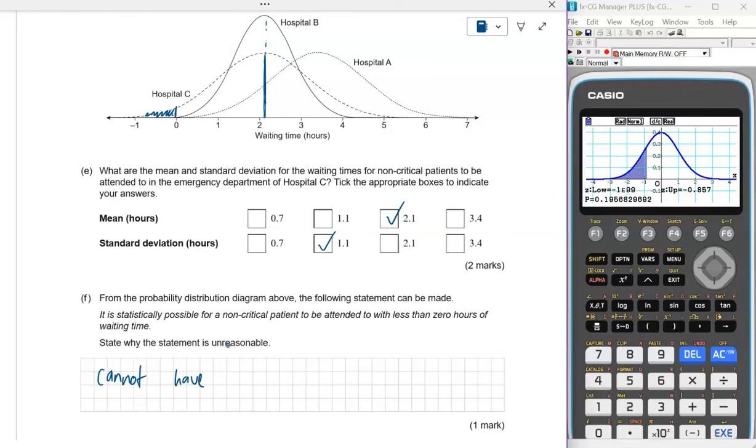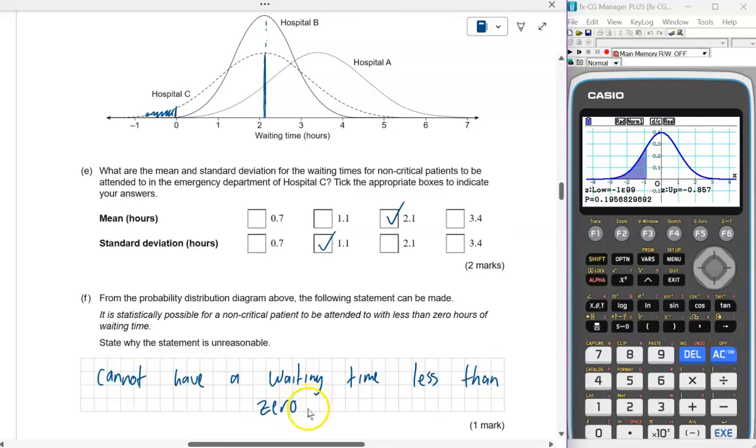Cannot have a waiting time less than 0. Okay, we can't, I guess, attend to that patient before they've even arrived at the hospital. So we cannot have a waiting time less than 0. It needs to be a positive value. And that's it for question 2 from the 2023 General Maths exam.